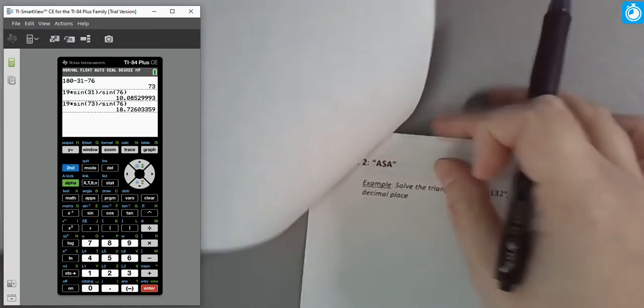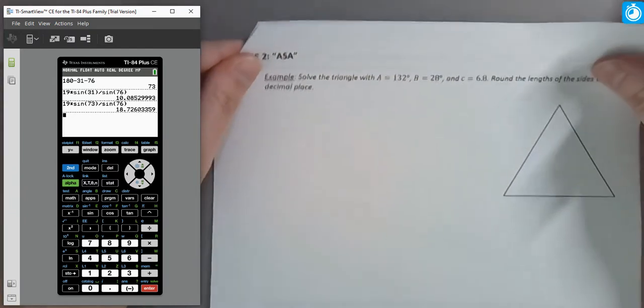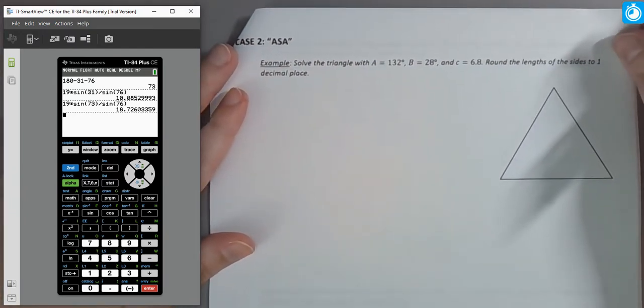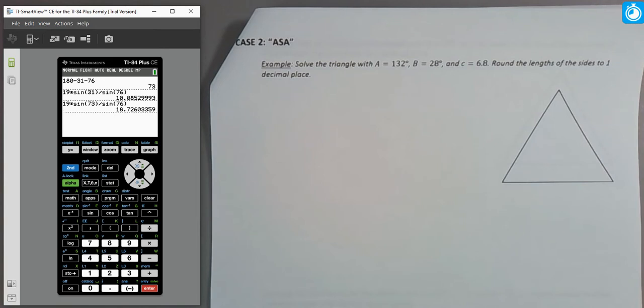So let's look at the next case. The next case is being given an angle and then a side and then an angle in that order if we were to draw the triangle. So we want to solve the triangle where angle A is equal to 132 degrees, angle B is equal to 28 degrees, and then side C has a length of 6.8 units. And again, we want to round the lengths of the sides to 1 decimal place. Notice it doesn't say anything about rounding the angle measures. That's because as of right now, we can solve for those angles exactly just using that 180 degree relationship.